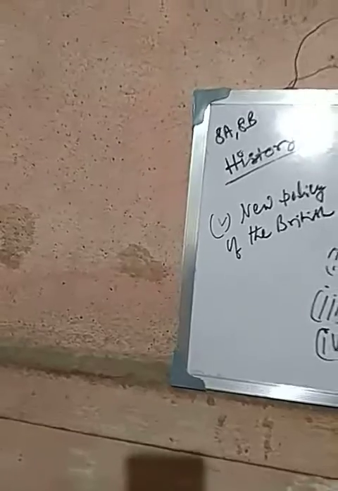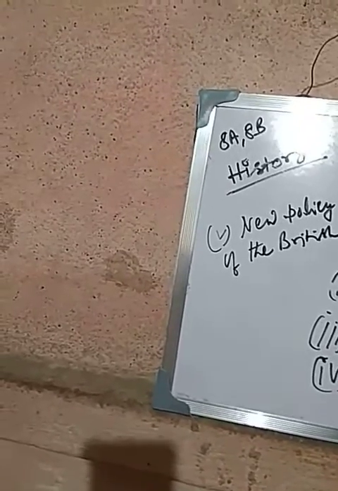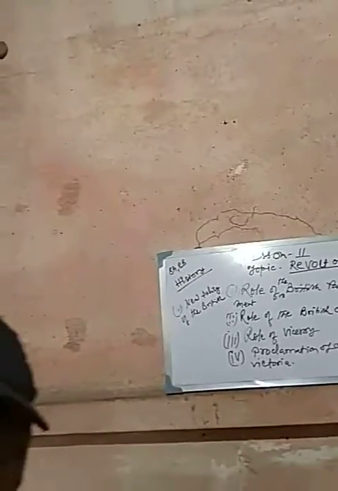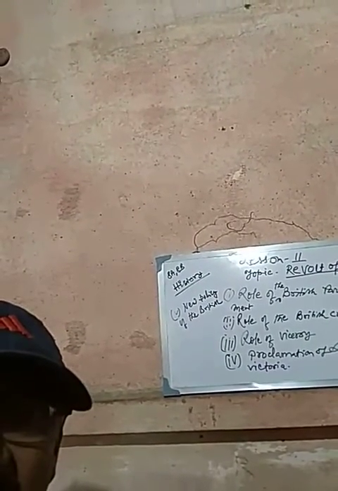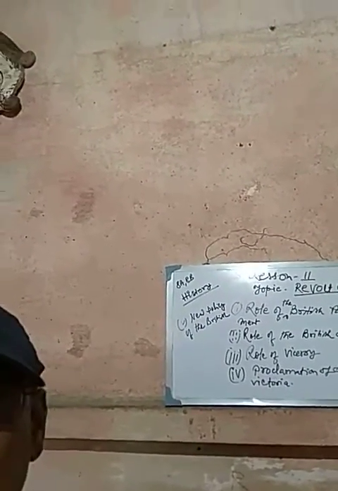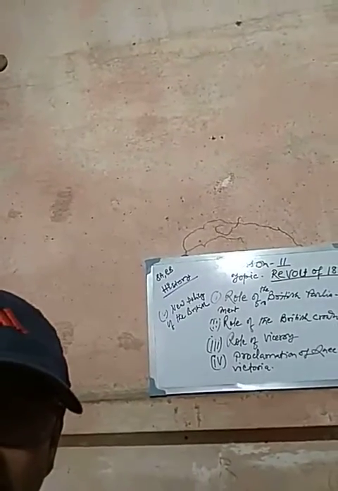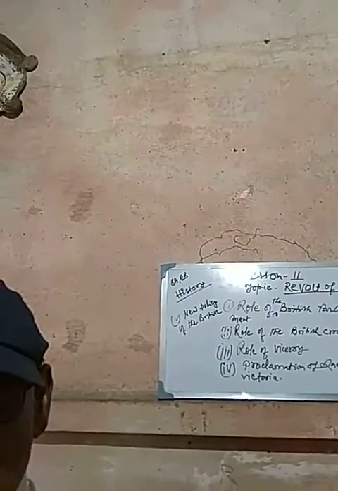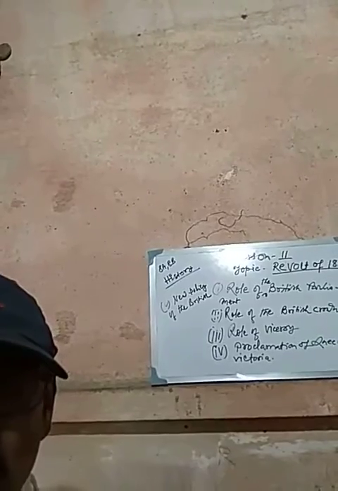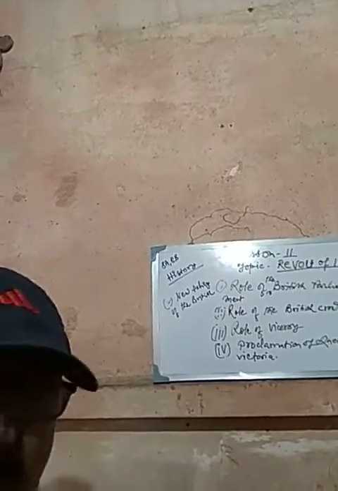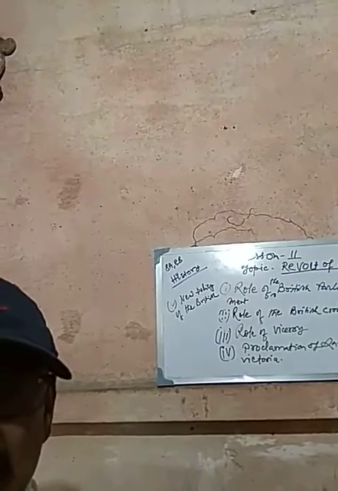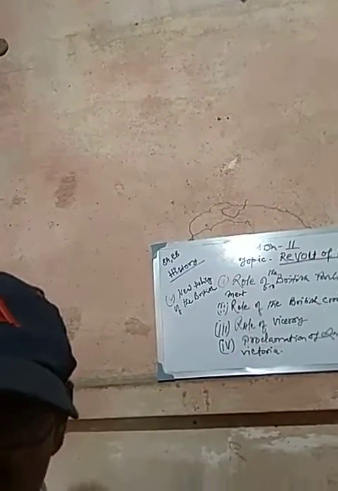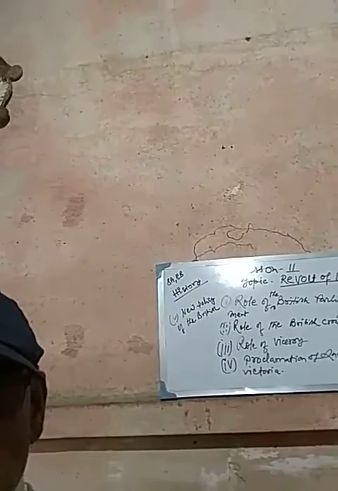The next one, new policy of the British. The British decided to abolish the two expansionist policies of Lord Wellesley and Lord Dalhousie. The policy of Lord Wellesley, subsidiary alliance, was abolished. The policy of Lord Dalhousie, the doctrine of lapse, was abolished.